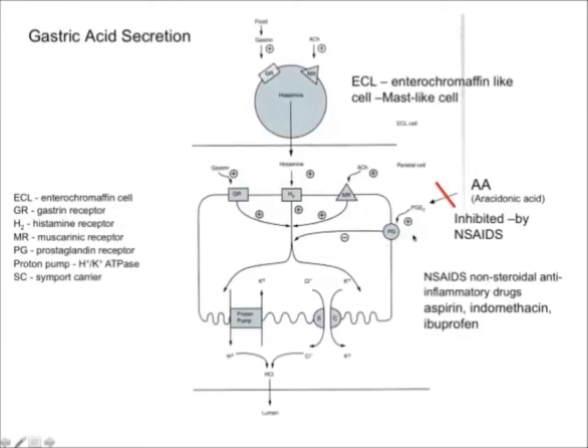Of course, as we know from our inflammation lectures, the non-steroidal anti-inflammatory drugs such as aspirin, ibuprofen and indomethacin inhibit the cyclooxygenase enzyme that forms all prostaglandins. Prostaglandins are involved in inflammation, but they are also involved in housekeeping functions around the body, and one of those functions is to regulate gastric acid secretion by controlling the proton pump.